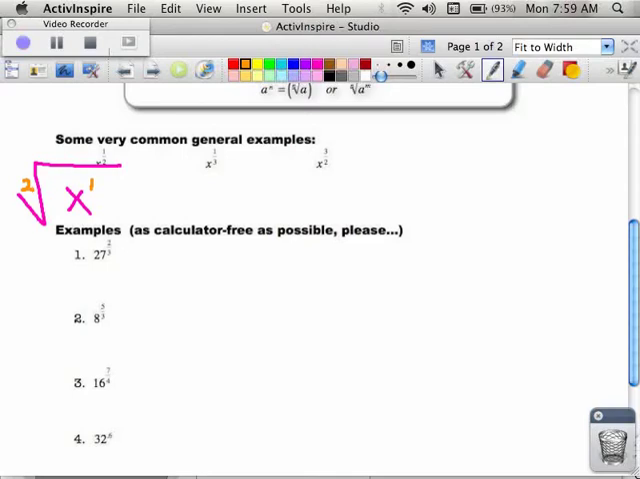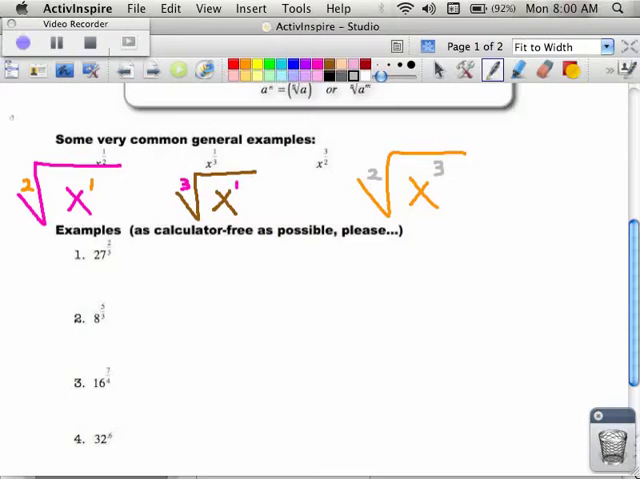When you get to something a little bit different, like x to the 1/3 power, that's talking about having your x again, but this time the root is a 3 and the power is a 1. So the number on the bottom is the root, and the number on the top is the exponent. And then the last one is where you have a power of 3 and a root of 2.